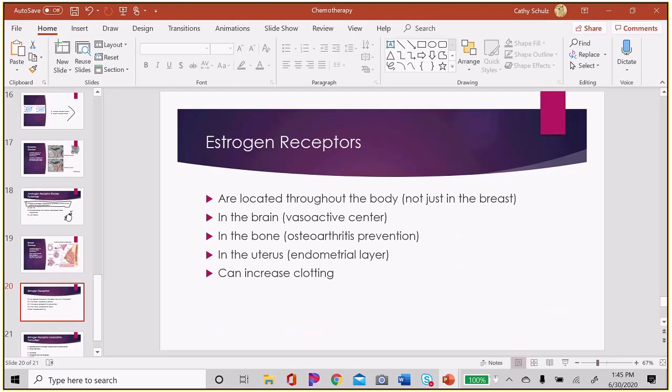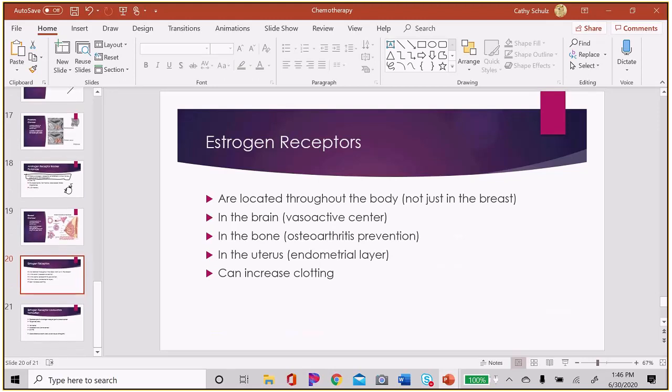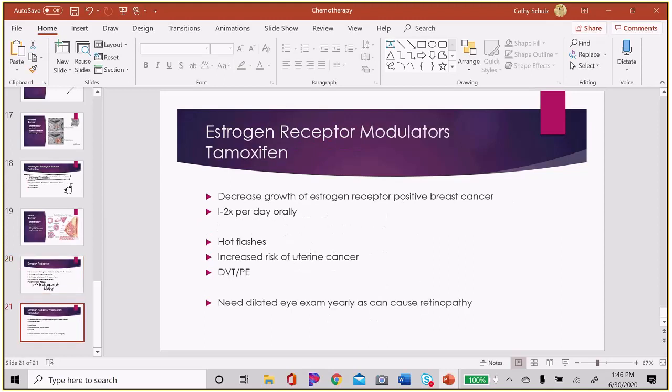There are estrogen receptors all over the body too, not just in the breast. They're in the brain, where they control temperature regulation. They're in the bone, where they help control bone balance to prevent osteoporosis. They're in the uterus and are involved in the growth of the endometrial layer during normal periods. And estrogen has a role in clot prevention, so it protects against clots. That's why when women go through menopause, their MI risk increases.